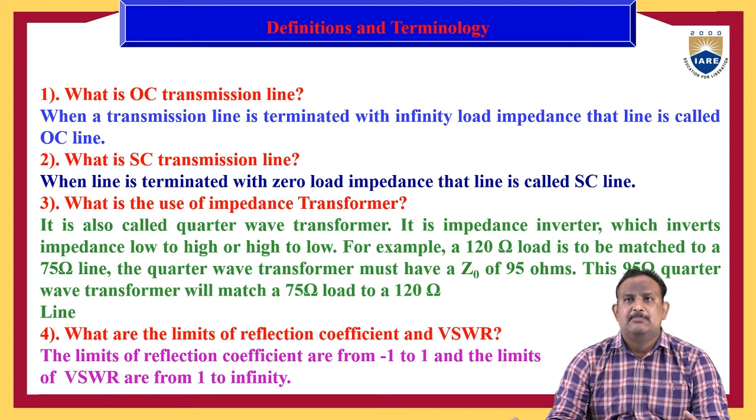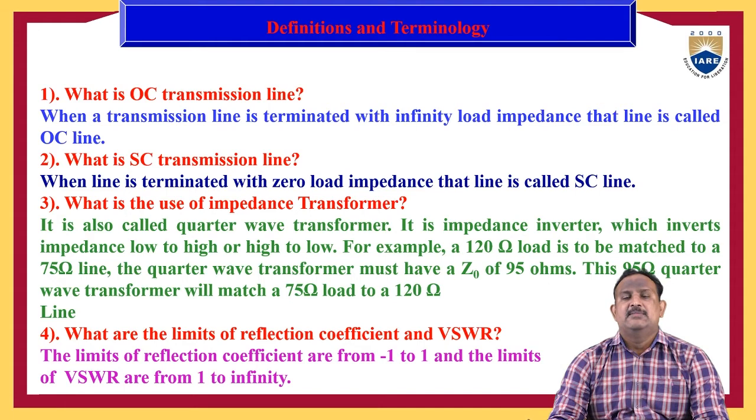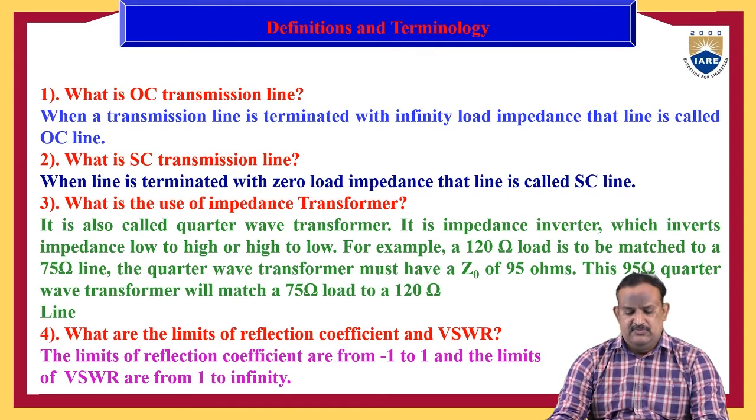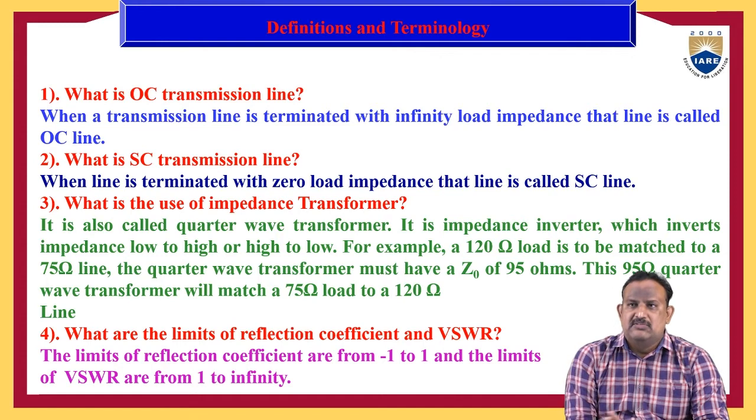So what is the use of an impedance transformer? It is also called a quarter wave transformer. It is the impedance inverter which inverts the impedance, low to high or high to low. For example, a 120 ohm load is to be matched to a 75 ohm line. Then the quarter wave transformer must have a Z0 of 95 ohms. So this is 95 ohms. A quarter wave transformer will match a 75 ohm load to a 120 ohm line.